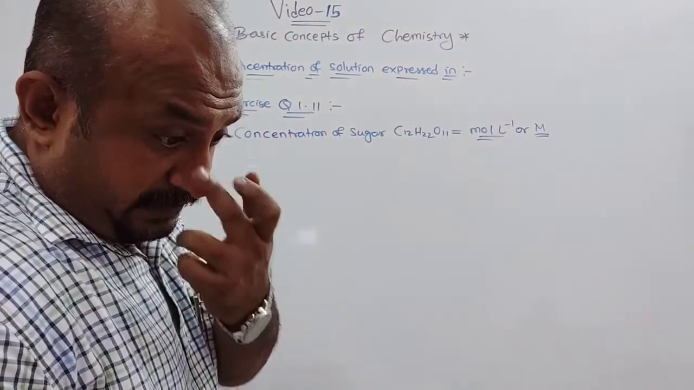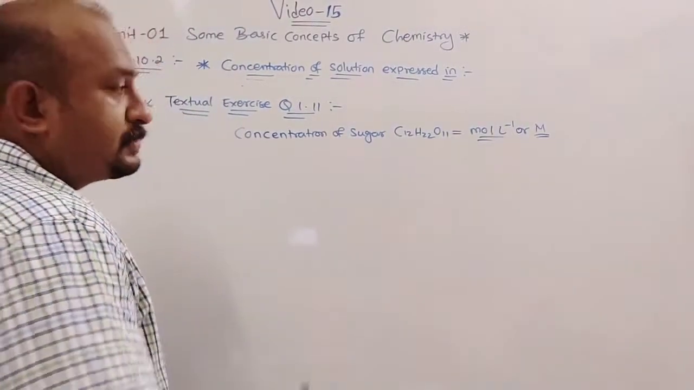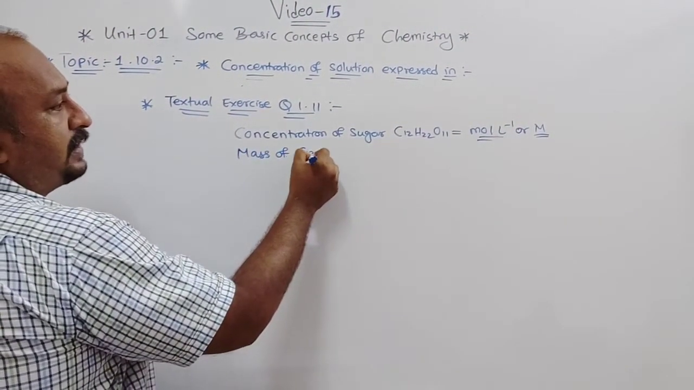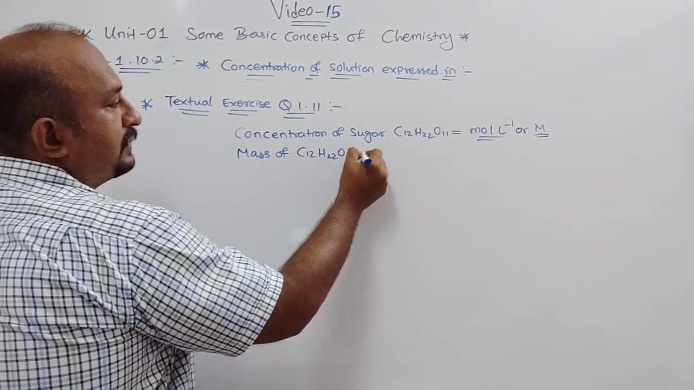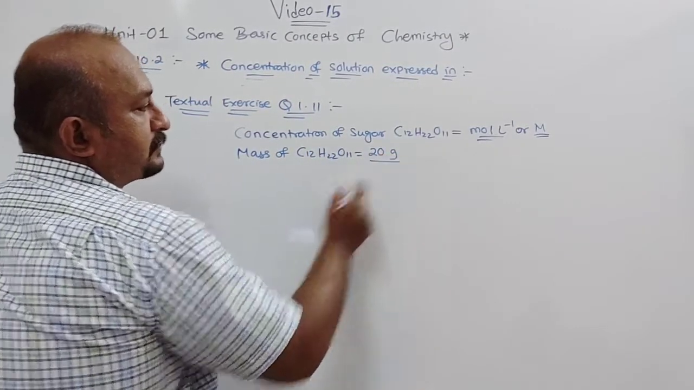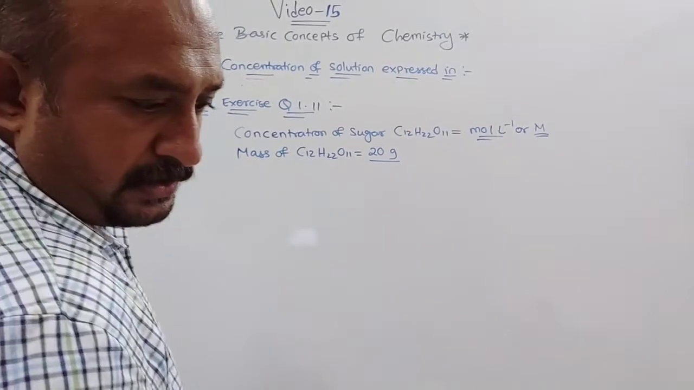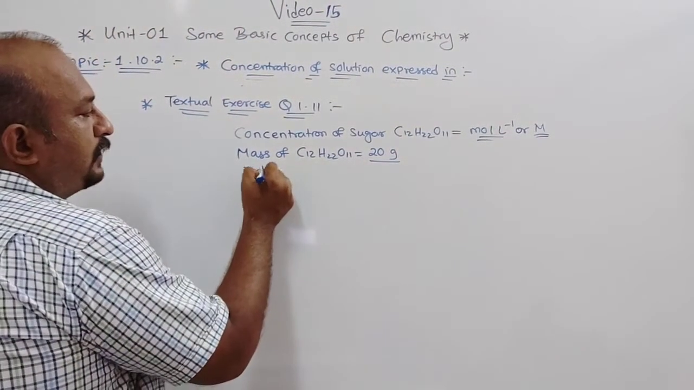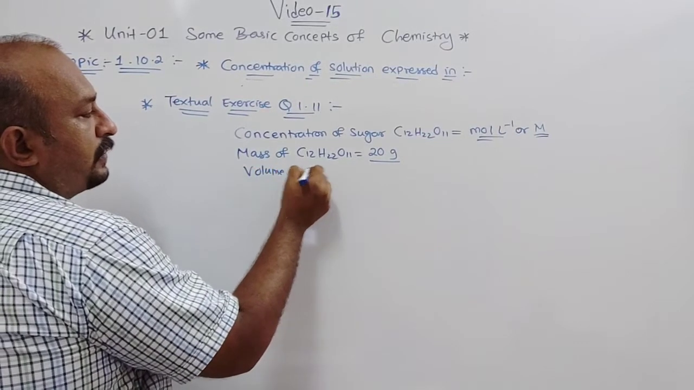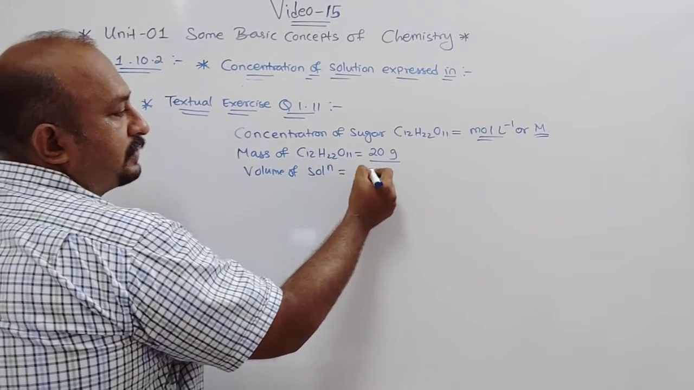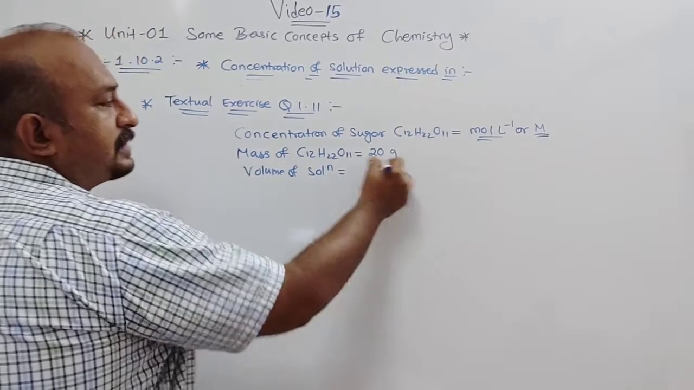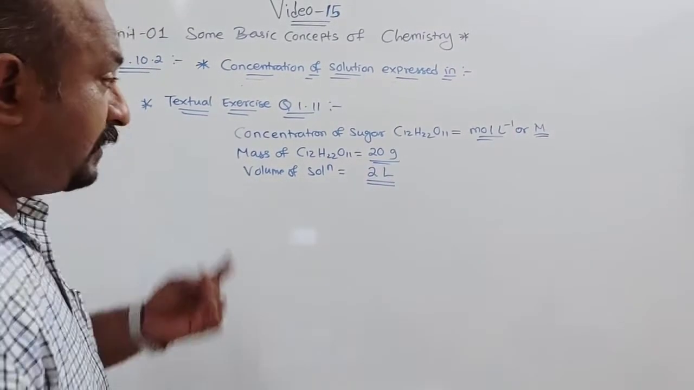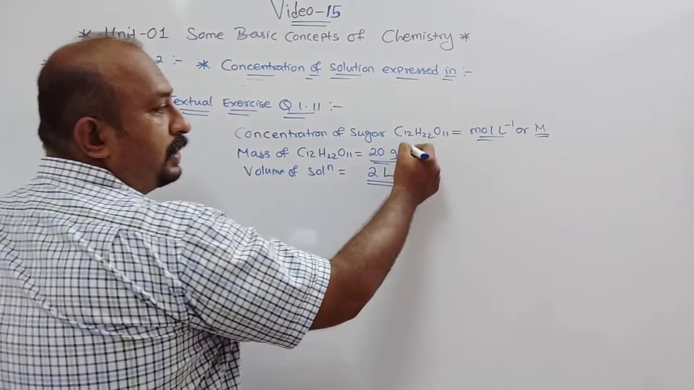If 20 grams of C12H22O11 is dissolved in enough water to make a final volume, that is, the volume of solution is given as 2 liters. Understood? So now, first of all, what we will do is find the molar mass.